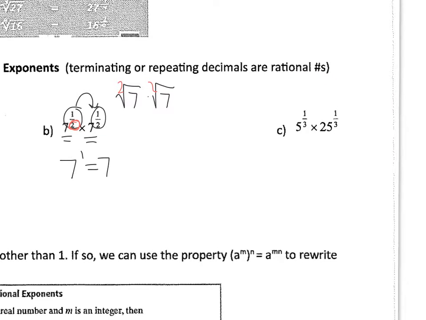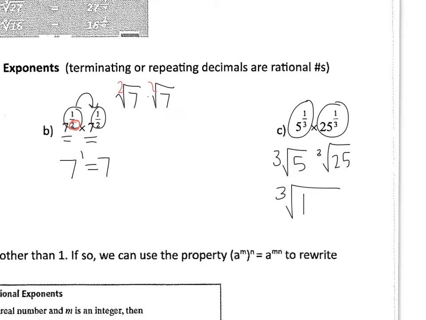And then 5^(1/3) times 25^(1/3). Without a calculator, I'm going to write this as the cube root of 5 and this as the cube root of 25. They both have the same index, so I can write this as the cube root of 5 times 25, which is 125. So the cube root of 125 is 5.